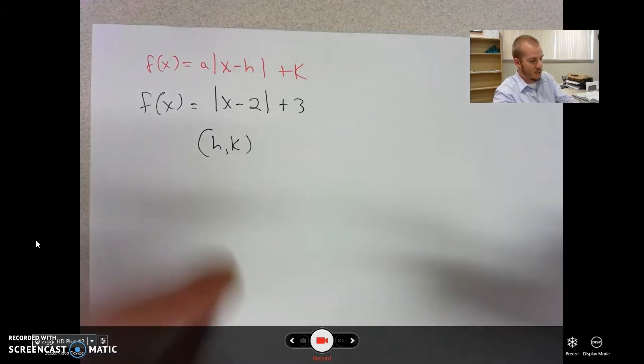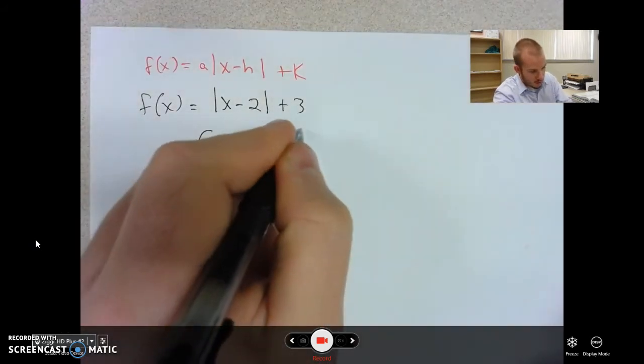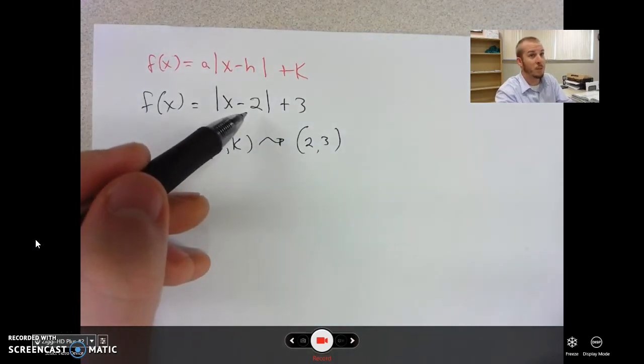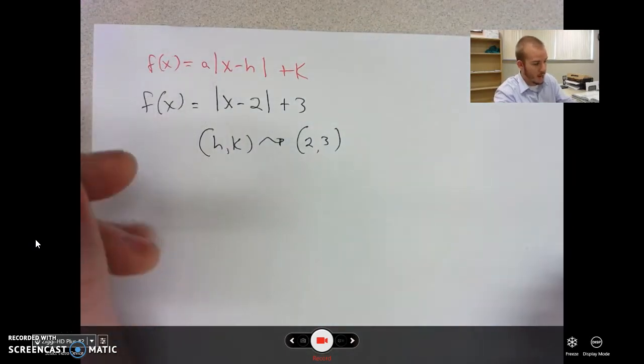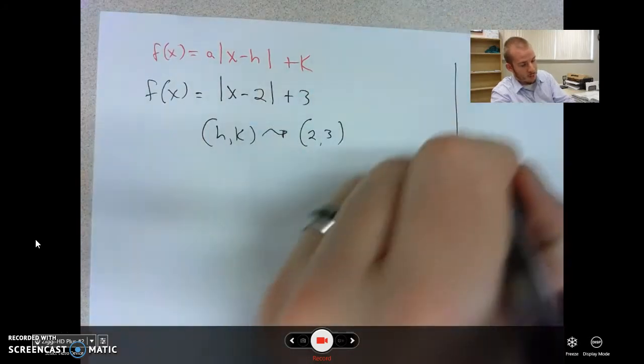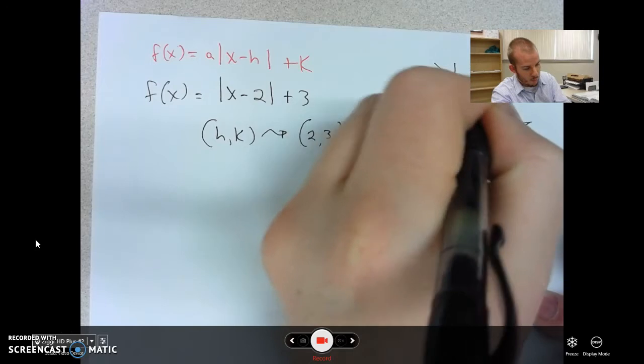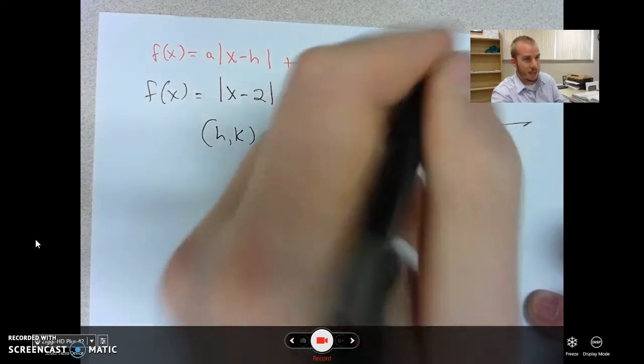So what is the center of this function here? Well, it is 2 comma 3. But Mr. Blair, why isn't it negative? Remember, we talked about that. Go back and find that out. So to graph this, we would have the center at 2 comma 3, and it's going to go up 1 over 1, making an absolute value like that.